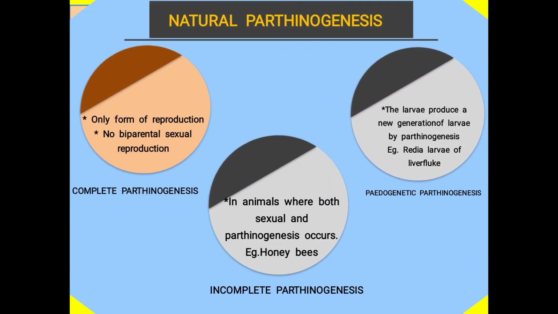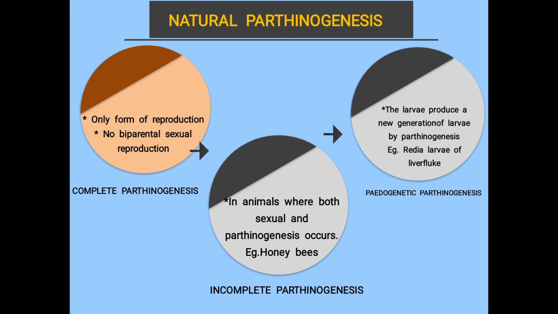So in case of natural parthenogenesis, you have complete parthenogenesis and incomplete parthenogenesis. What is this complete and what is this incomplete? When an organism is completely dependent only on this parthenogenesis process, that is, there is no other way for that particular organism to reproduce, that is going to be a complete one. For example, the organism will not have any other methods of reproduction. Only parthenogenesis is going to happen and it's going to give the new individuals in case of that particular organism. So that is what is known as complete parthenogenesis.